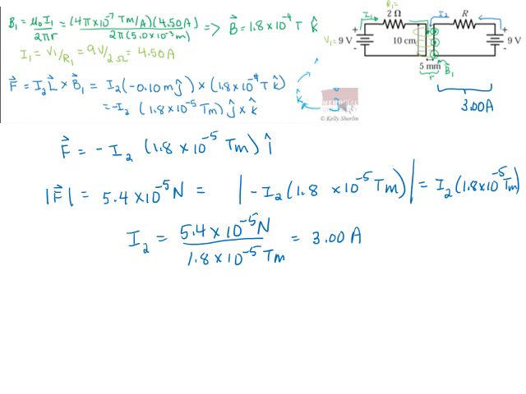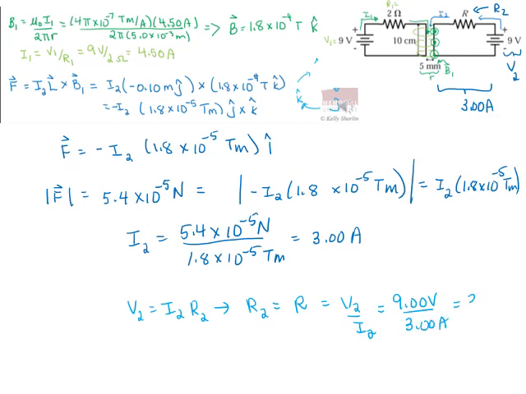Now we know that the current flowing in the right-hand circuit is equal to 3 amps. We know the potential of the right circuit, so we'll call that V2. And we're trying to find the resistance R2. So let's apply our Ohm's law here. V2 equals I2 R2. So R2, which is labeled R in our picture, is equal to V2 over I2. V2 is 9 volts. I2 we just found was 3 amps. So for our answer, we get 3 ohms.